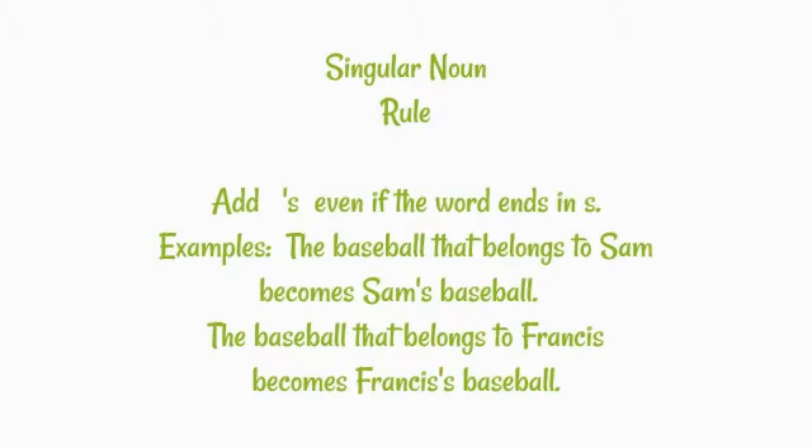So with regards to singular nouns, your rule is to add an apostrophe S, even if the word ends in an S. Here's a couple of examples. The baseball that belongs to Sam becomes Sam's baseball. Sam's, S-A-M, apostrophe S. And the baseball that belongs to Francis becomes Francis's baseball. You do it the same way, but Francis already ends in an S. Throw your apostrophe S onto the end.